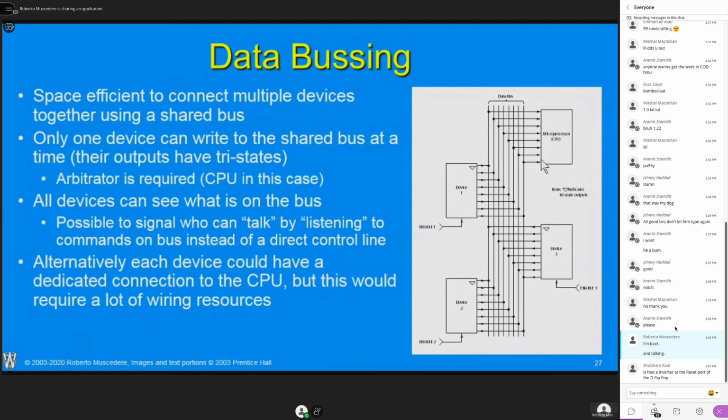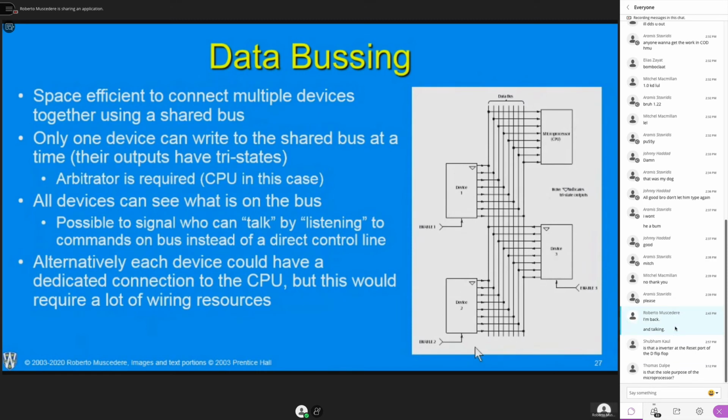Okay, so data busing is a normal way of having these devices connect. The nice part about data busing is if I have to connect devices 4 and 5, for example, there's no cost to the microprocessor. There's no cost to these other devices. We simply tap off the bus, and then we pull that information.